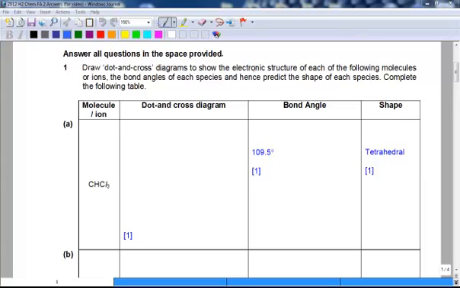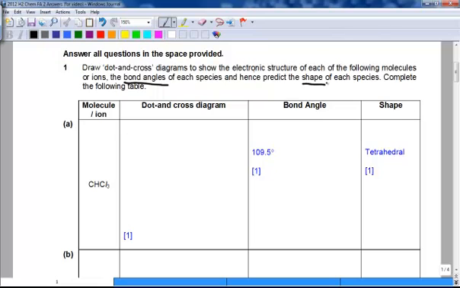Hi, good morning everybody. Let's take a look at question 1 of the FA. Question 1 is merely just drawing dot and cross diagrams in order to determine the bond angles and hence predict the shape of each species.